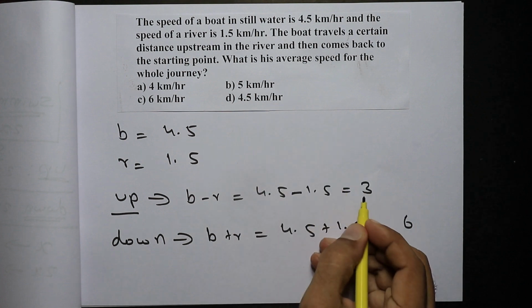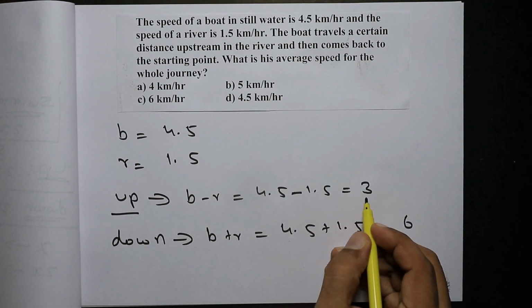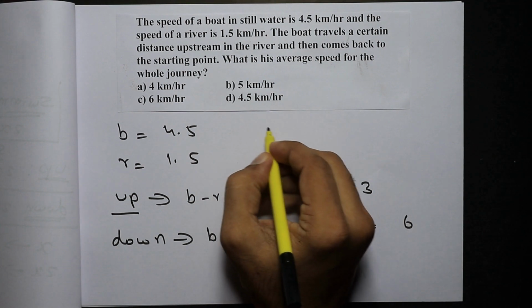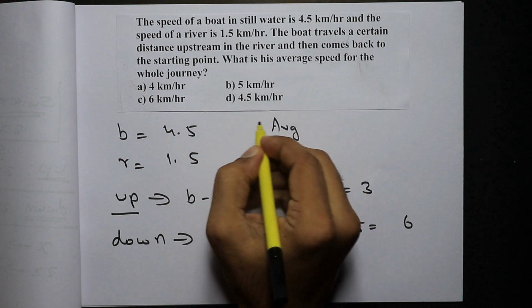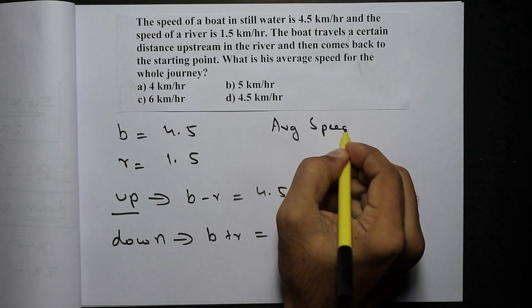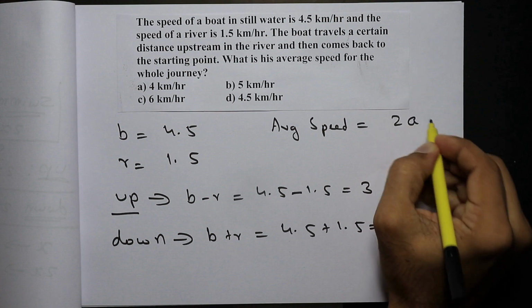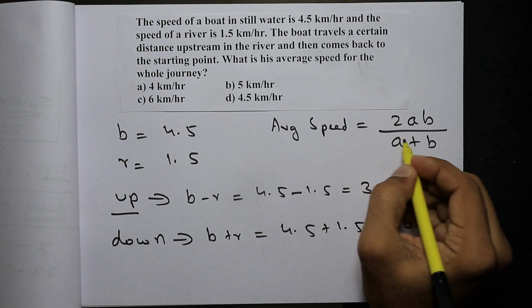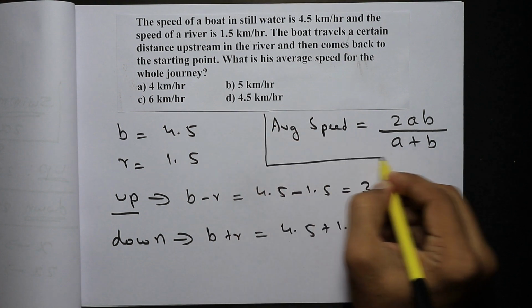For half of the distance he travels at 3 kilometers per hour, and for the other half of the distance he travels at 6 kilometers per hour. Then average speed is given as a very popular formula, 2ab by a plus b. This is the way it's usually represented, so we'll also represent it like this.